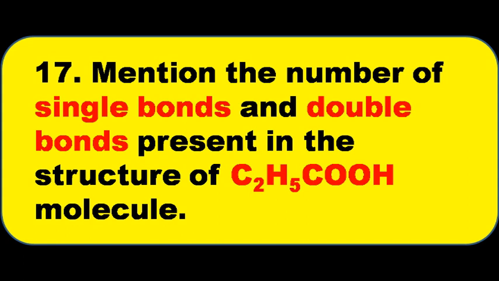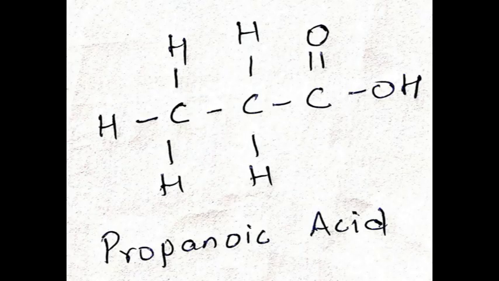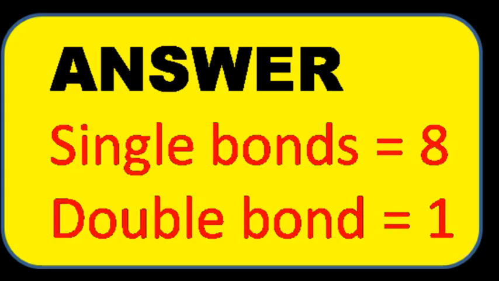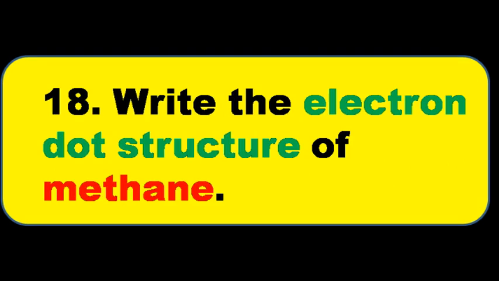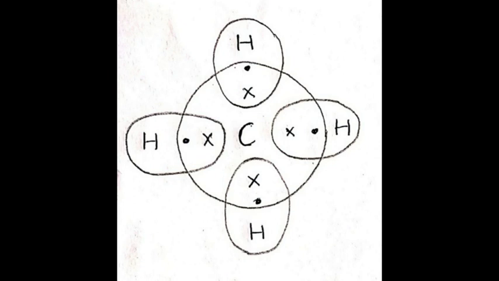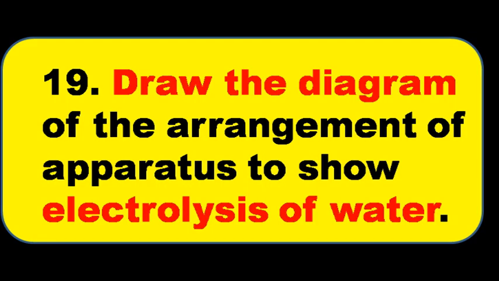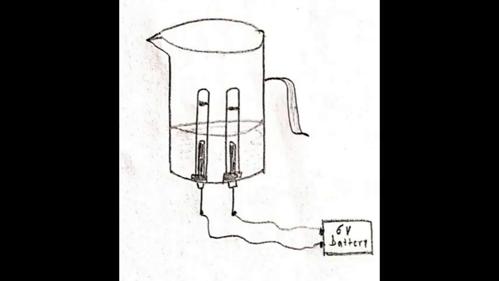Mention the number of single bonds and double bonds present in the structure of C2H5COOH molecule. You can see from the structural formula of propanoic acid that there are 8 single bonds and 1 double bond. Write the electron dot structure of methane. Draw the diagram of the arrangement of apparatus to show electrolysis of water.